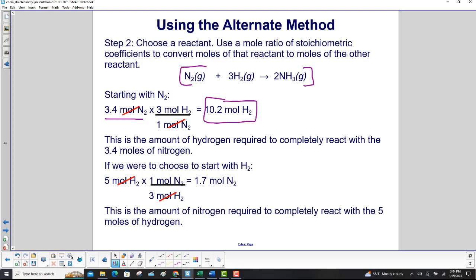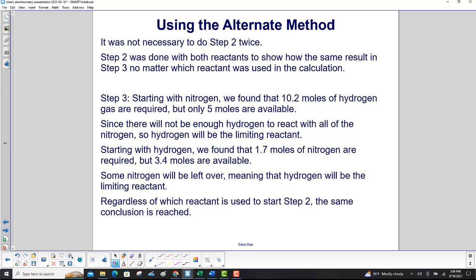What if we chose hydrogen to start with? 5 moles of hydrogen, 1 mole of nitrogen to 3 moles of hydrogen, and we wind up with 1.7 moles of nitrogen. This is the amount of nitrogen required to completely react with the 5 moles of hydrogen. It was not necessary to do step 2 twice. Step 2, however, was done with both reactants to show the same result in step 3 no matter which reactant was used in the calculation.